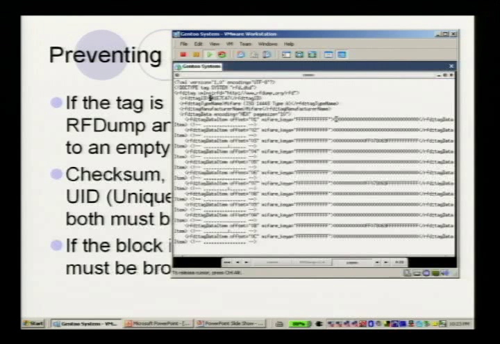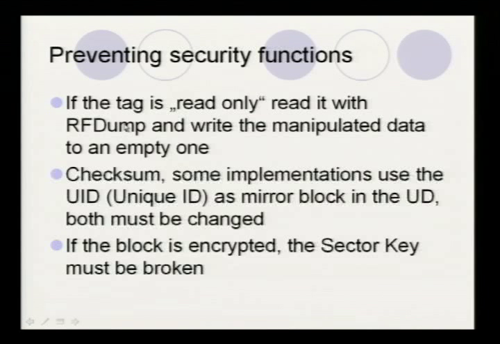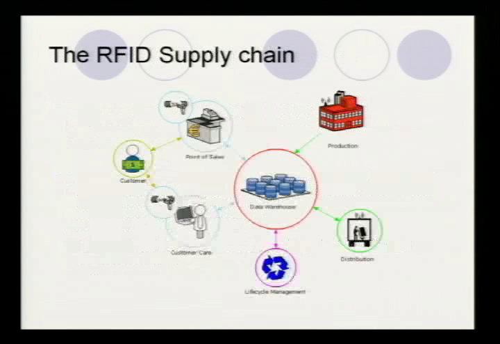As well, you can load this saved value and just dump it back into an empty new RFID tag. So we are able to deal as well with read-only RFID. So just write the manipulated data into an empty one. We found out that some of the really clever smart card guys check some of the tags. They are just mirroring the unique ID into the user data fields. And if the block is encrypted, once again, the sector key must be broken like presented.